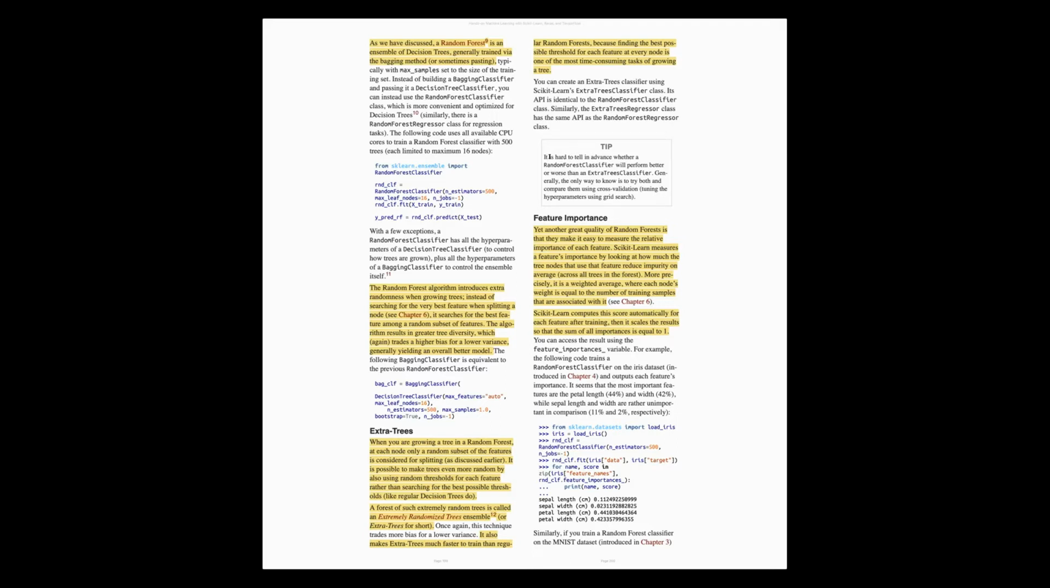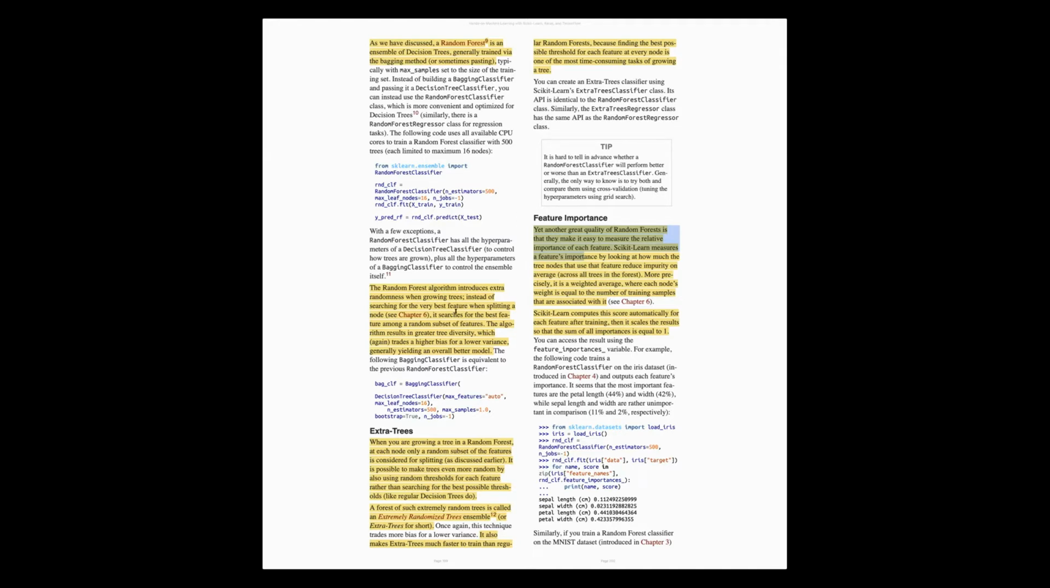When you're growing a tree in a random forest, at each node, only a random subset of the features is considered for splitting. Right. So where I perhaps misspoke was saying that it chooses a random subset of features for each tree, whereas that is not the case. It just chooses a random subset of features to split for each tree. Is that a better way to phrase it?